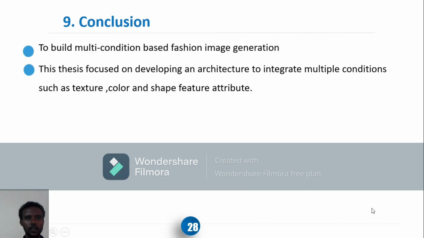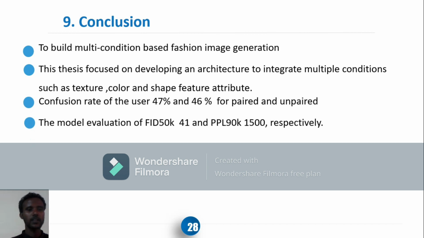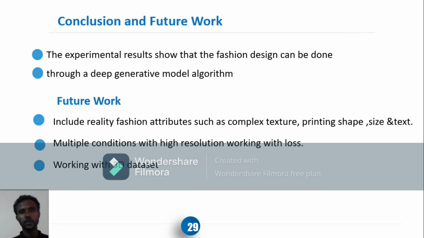So at the last, what we want to say is that building such a multi-conditional fashion image generation mechanism will bring a significant achievement, since it will satisfy users who have different color, texture, and shape interests. And the confusion rate for the paired and unpaired users is 47 and 46%. So the model evaluation techniques are Fréchet inception distance and perceptual path length, and the results are as you can see here on the screen. The experimental result shows that fashion design can be done through a deep learning model or algorithm easily, prior to actual manufacturing.